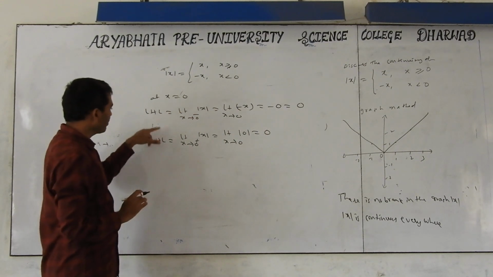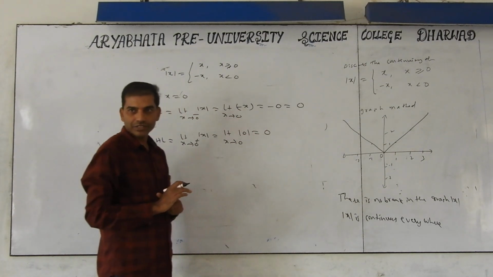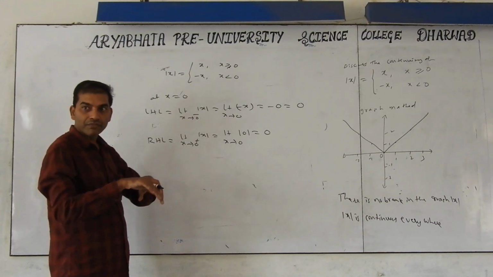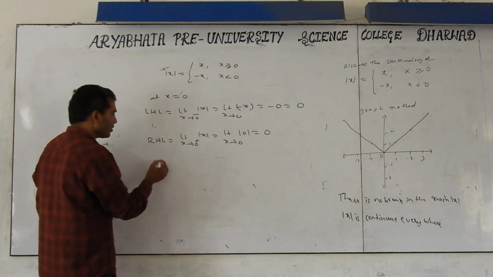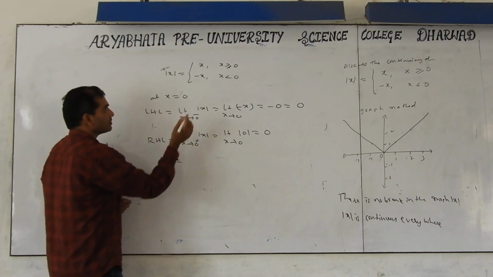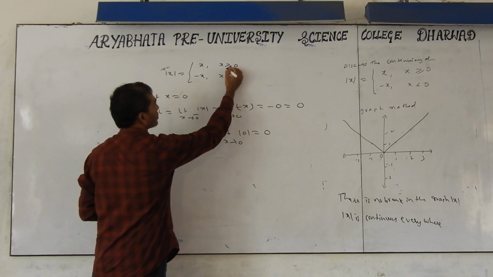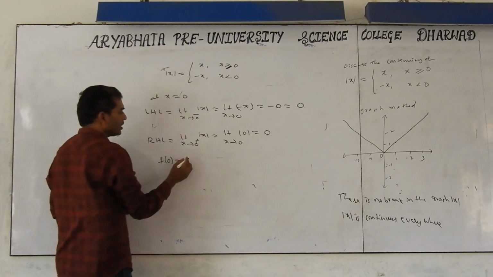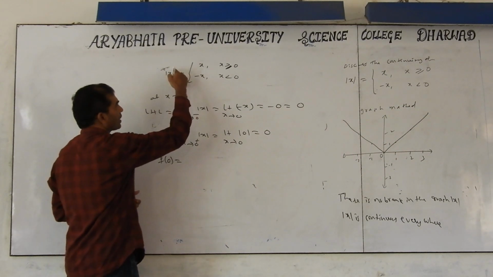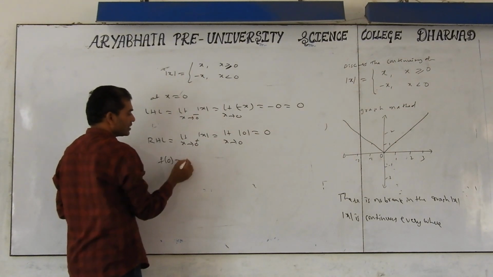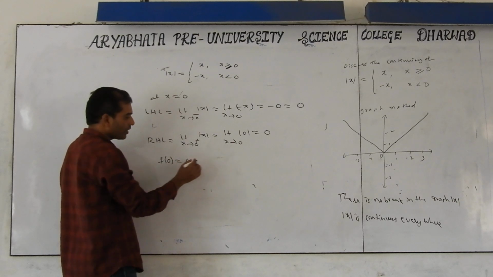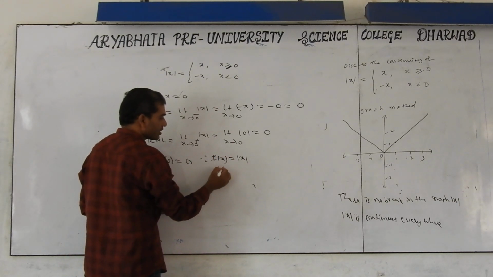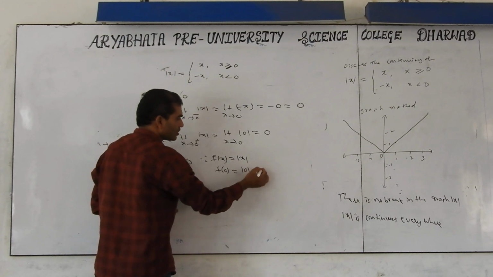Tell me, left limit equal to right limit? Then the limit exists. Then we should find the function value f of 0. Tell me f of 0. It is equal to 0. F of x is equal to mod x, so put x equal to 0 here. Mod 0 is 0. Are you following? So f of 0 is mod 0, which is 0.